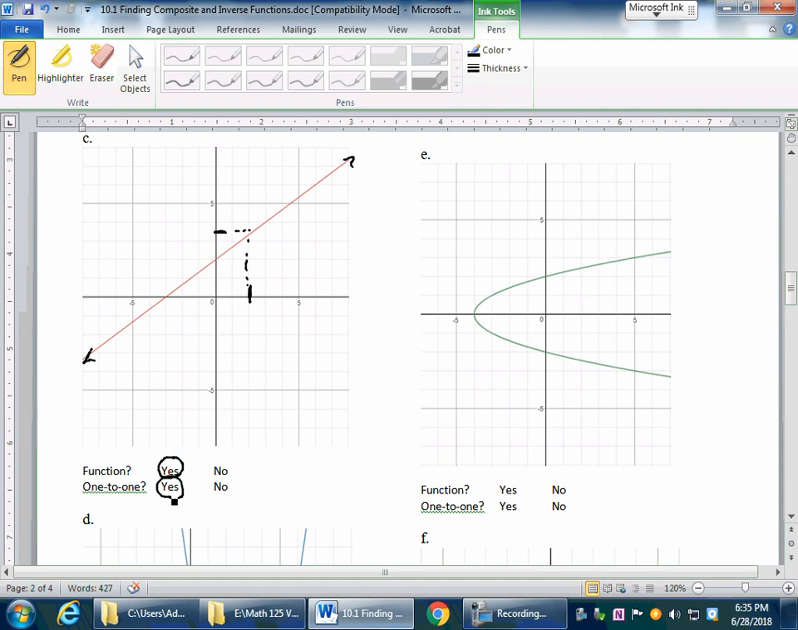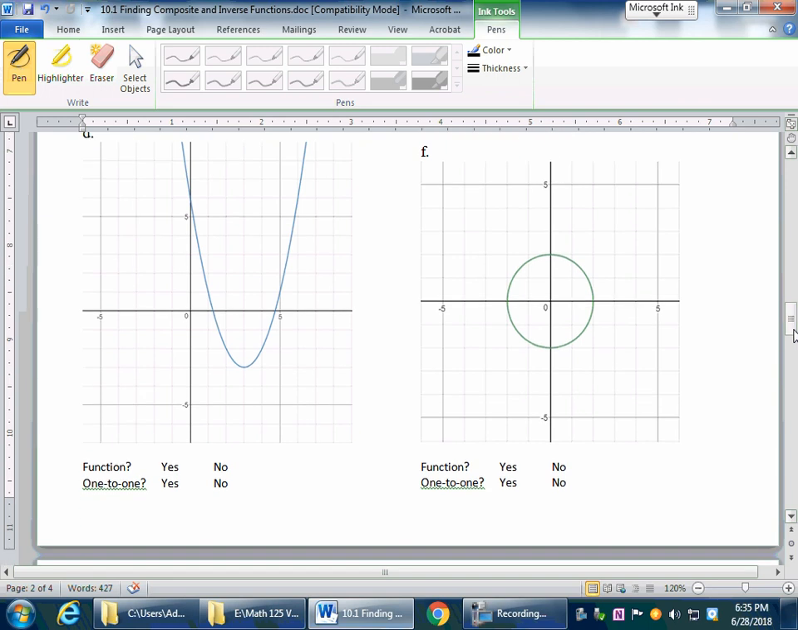For the next one, is this a function or not? This graph is not a function because for one x value, it has two different y values. So this is not a function. Since this is not a function, I cannot talk about this as one-to-one or not, right? Because one-to-one is only for a function. So you can say that it's not one-to-one.